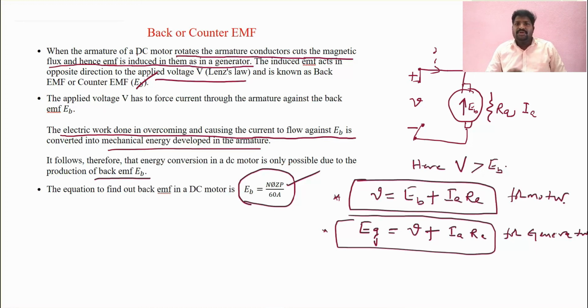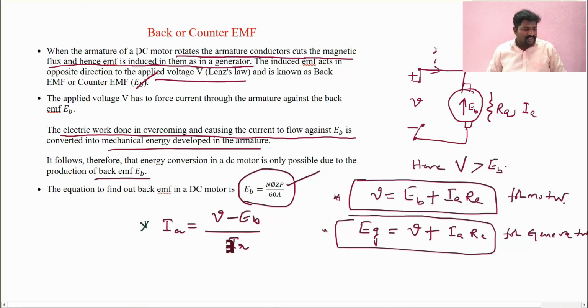Suppose the motor is suddenly loaded. What happens if the load is added suddenly? Automatically the speed will reduce. If the speed is reduced, automatically the back EMF will be reduced. If you see from this formula, armature current Ia is equal to V minus Eb by Ra. Armature current Ia is equal to V minus Eb by Ra.